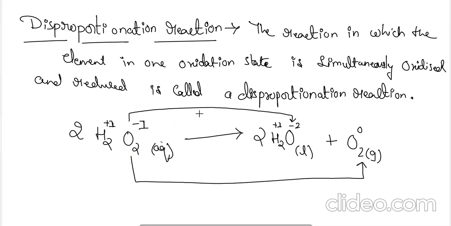In the case of water, the oxidation state of the oxygen has decreased, which means it has been reduced. And in the case of the oxygen gas, the oxidation state of the oxygen has increased, which means oxidation of the oxygen has occurred. So this type of reaction, in which one element in a single oxidation state is simultaneously reduced and oxidized, is termed a disproportionation reaction.